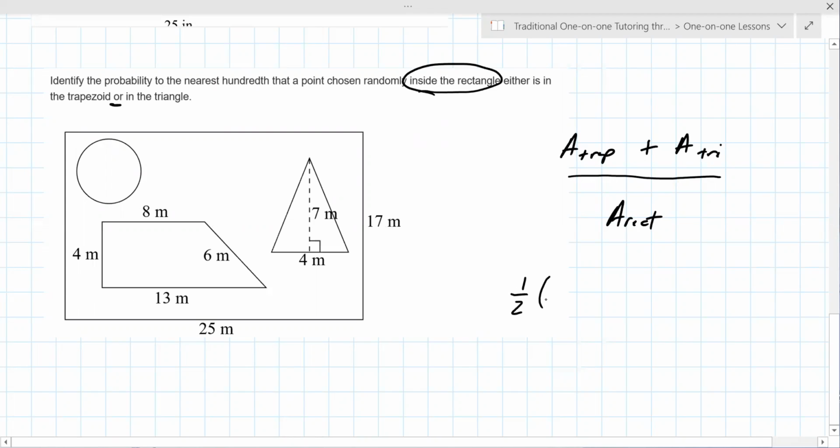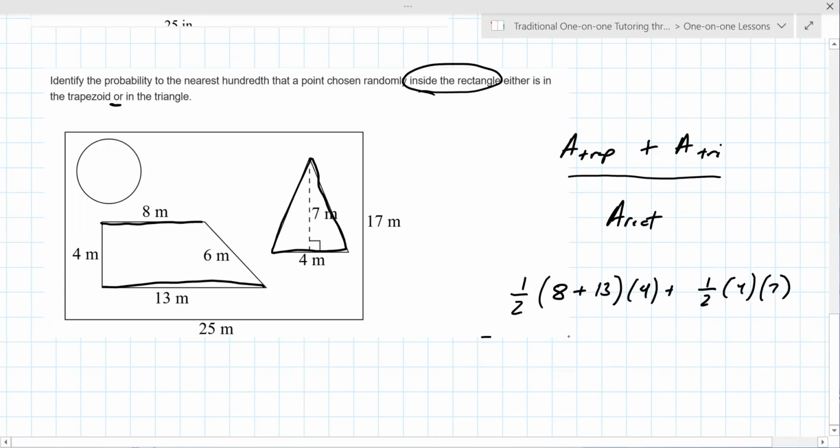Diagonal 1 times diagonal 2. Those are rhombuses. Oh, rhombuses. So the trapezoid is base 1, what is base 1? 8, plus base 2, times the height. Okay, what's the height? That would be 4. Okay, what's the area of a triangle formula? One half times base times height. What's the base and what's the height in this triangle? So the base is 4, your height is 7. Now on the bottom is the area of the rectangle. What is the base times height of the rectangle? 17 times 25. Okay, so see if you can enter that into your calculator there.